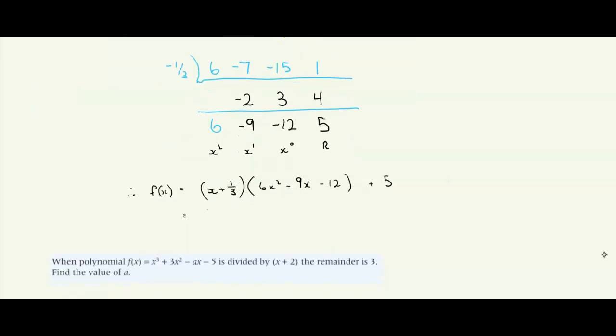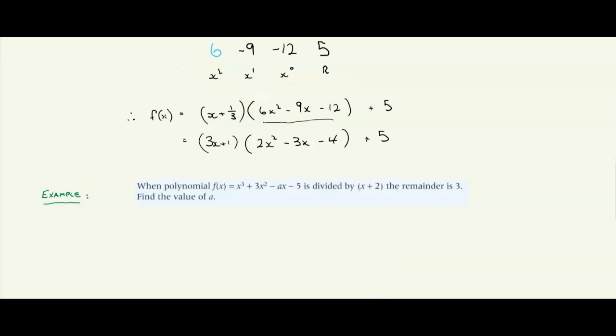So I will take the 3 out of here, and I will distribute it through the first factor. So I'll have 3x plus 1. See what I've done? I've taken a 3 out of the second factor, and so now I've just got a 2x squared minus 3x minus 4 in here, plus 5.